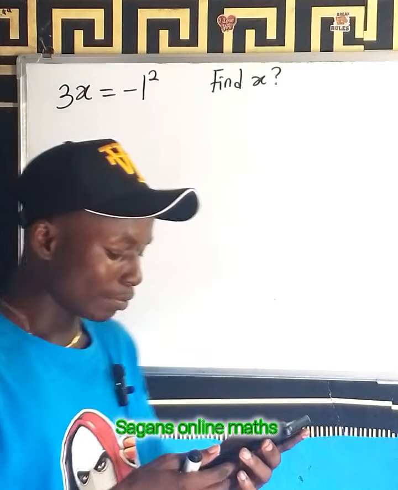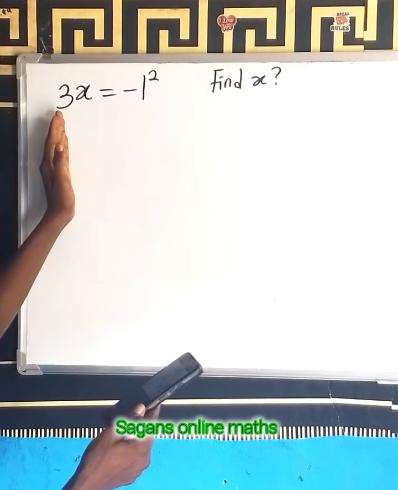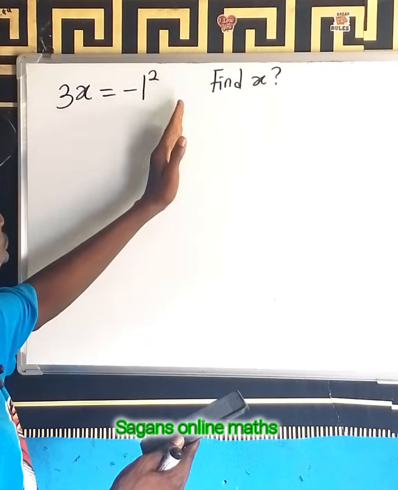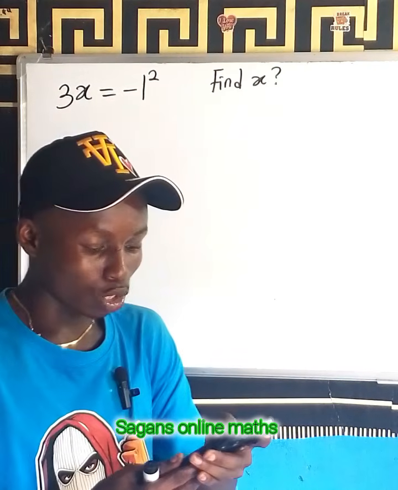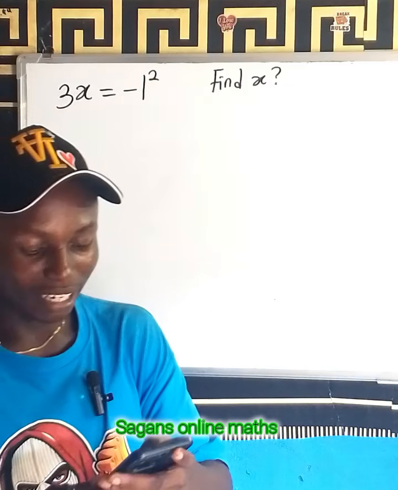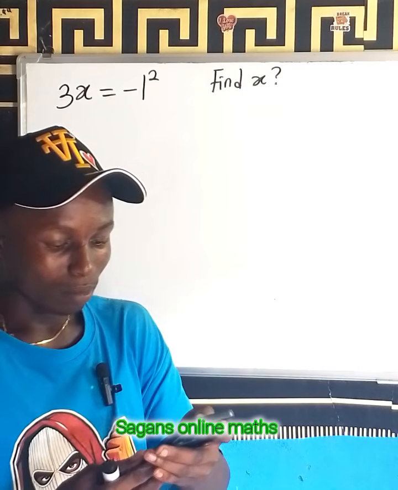Now, what are we given? We are given that 3x equals minus 1 to the power of 2, and we are asked to find the value of x. Let me see the comments. This one says, "Now you are back." Now, most people are making mistakes.